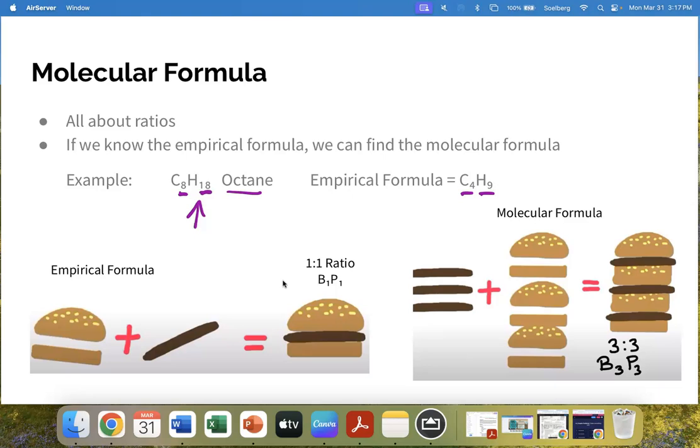So these pictures down here of the hamburgers are kind of just to get you to see. For the empirical formula, down here we have a bun and a hamburger right here, which equals this 1-to-1 ratio, 1 bun to 1 patty. Over here with the molecular formula, we've got 3 patties and 3 buns, making a triple burger essentially, so our molecular formula would be B3P3. We're just taking that empirical formula and multiplying it by 3 to get an actual compound of something. That's really all molecular formula is.